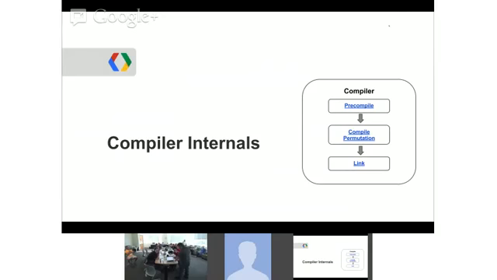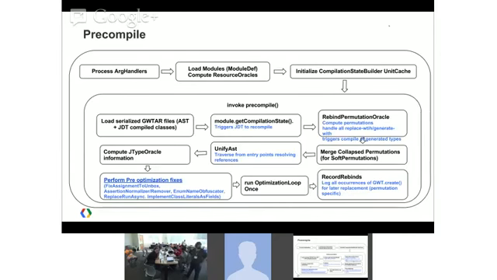So let's dive into the compiler. The first stage, the precompile, as you can see, is pretty complicated. You start by determining what your options are. That's the arg handler's part. Then the compiler goes and tries to load the module definition files to see whatever needs to be compiled, and computes the resource oracles.